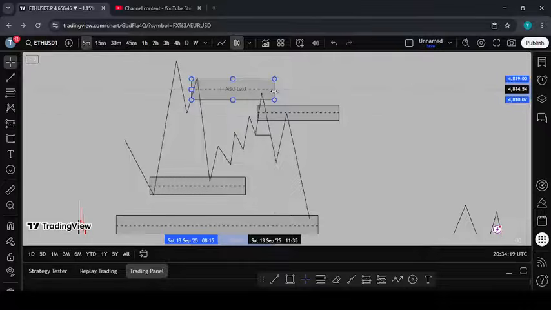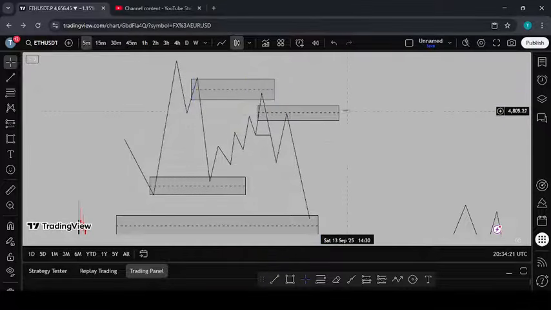So first point of interest, confirmation trades. This is how you trade on lower time frames, right?